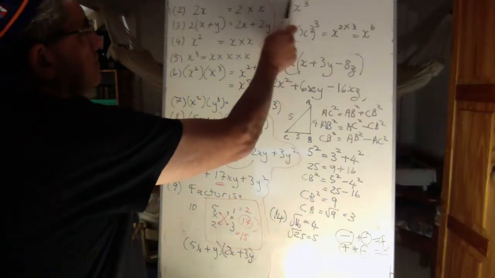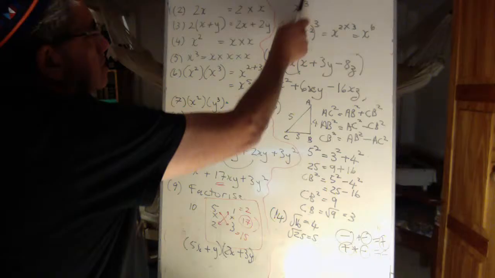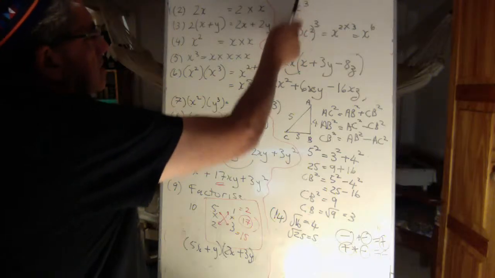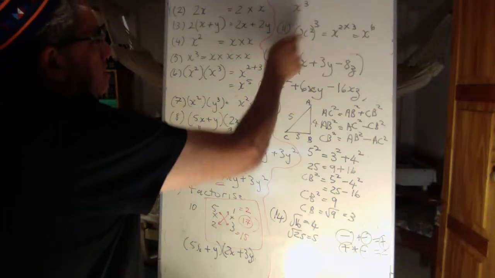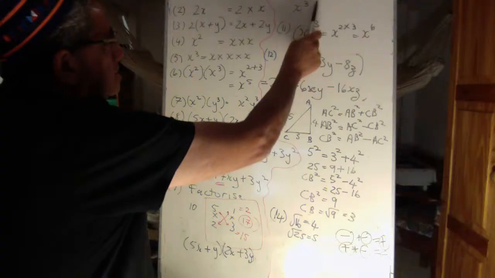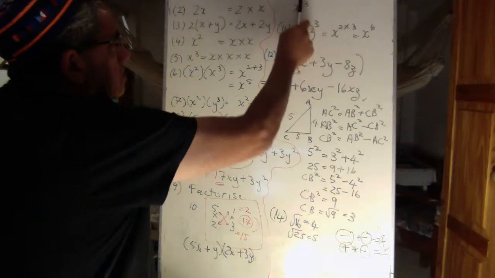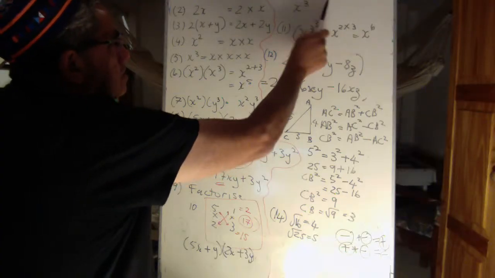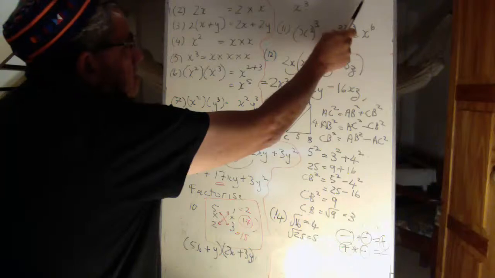Now, if you have powers or indices that divide each other, so x^5 divided by x^3, you must make minus and subtract it. So it's x, which is the same one. It's the same base. 5 minus 3, so the answer is x to the power 2.